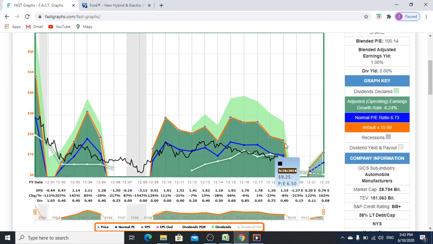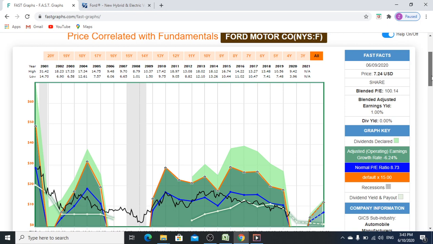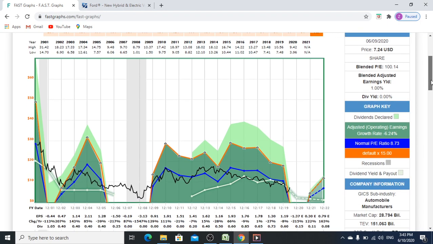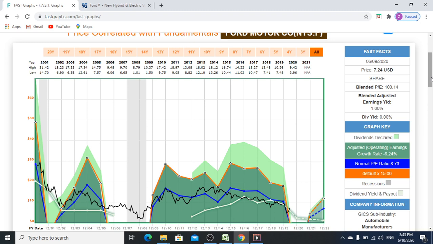So for me, this company is not an investment right now. So maybe the price goes down or the situation changes with Ford Motor Company, but definitely the risk reward is not for me in the current situation.